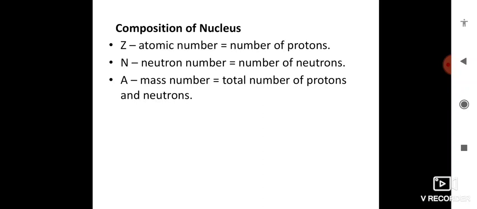in the nucleus is called the mass number, that is denoted by the letter A. Z is the atomic number, A is the mass number, and the number of neutrons in the nucleus is A minus Z, that gives the number of neutrons.